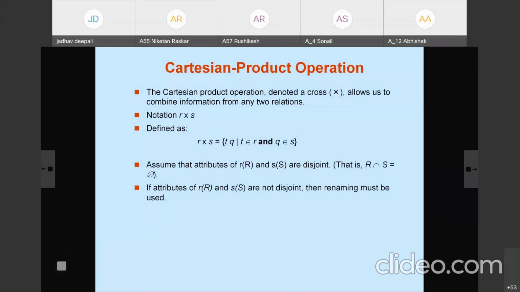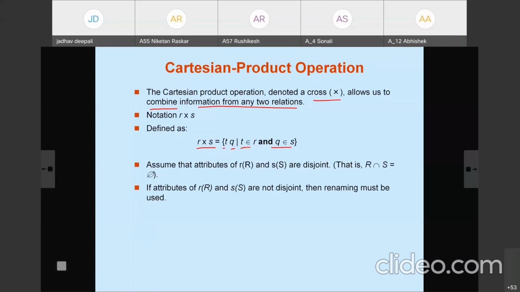The Cartesian product operation, denoted by a cross, allows us to combine the information from any two relations. Mathematically, we write R cross S, R Cartesian product S, as the tuple t and q together combined, where t belongs to R and q belongs to S. It attaches every tuple of R with every tuple of S. See with an example, then it becomes simple.